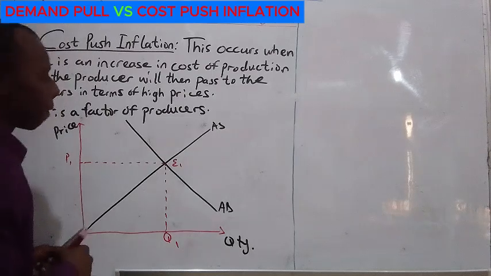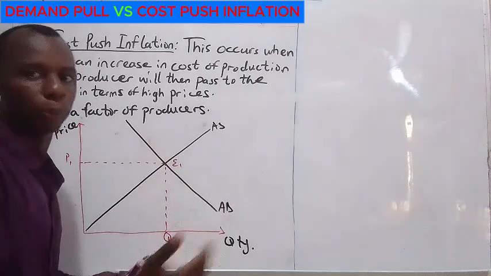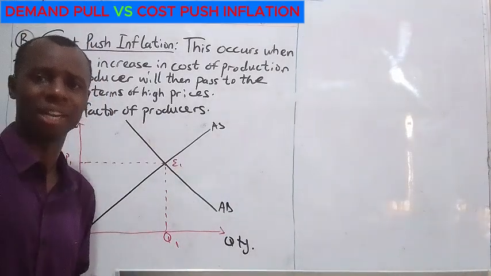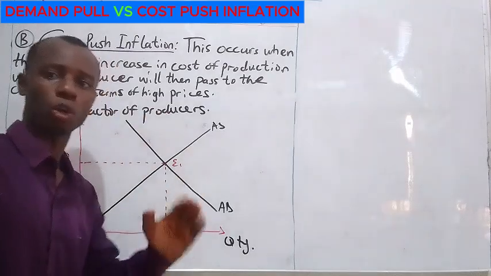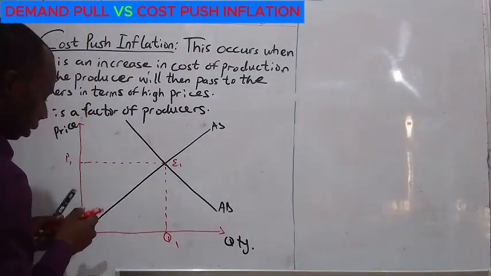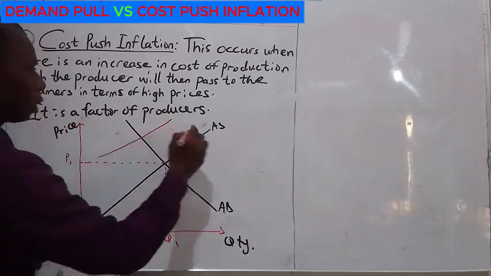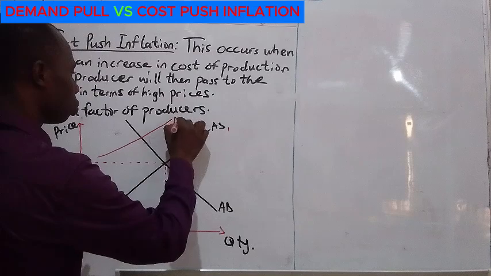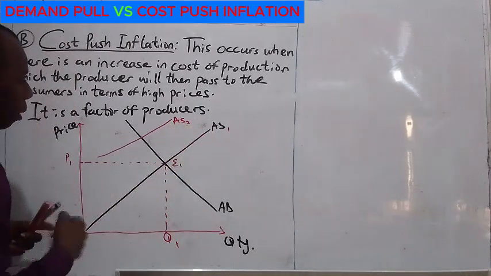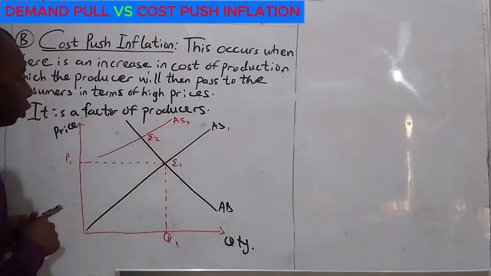So what happens is, because there is an increase in the cost of production, the producers will produce less of that commodity. And because they are producing less, aggregate supply will shift inward, or shift to the left. As a result, there will be a new aggregate supply here. Let's call this one AS1, and this new aggregate supply AS2. Now, if we trace this equilibrium point, this is going to be our E2, the new equilibrium point.